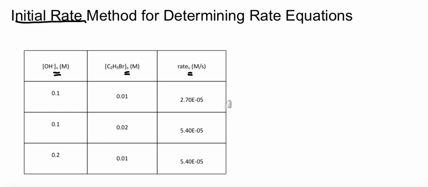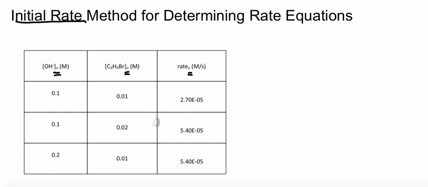So if we look at this reaction, we've got three different experiments. So we could say we've got trial 1, trial 2, and trial 3. And we can see that between trial 1 and trial 2, we didn't change the concentration of hydroxide ion, but we doubled the concentration of ethyl bromide. And then we look at what happened to the rate. If we look at this rate expressed in molarity per second, we can see that the rate doubled from 2.7 to 5.4 when we doubled the concentration of ethyl bromide. So there's a linear dependence. If we doubled this, we doubled this.